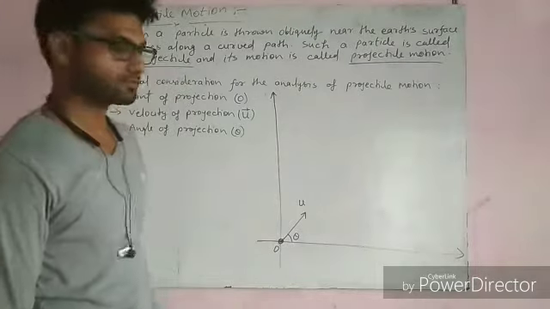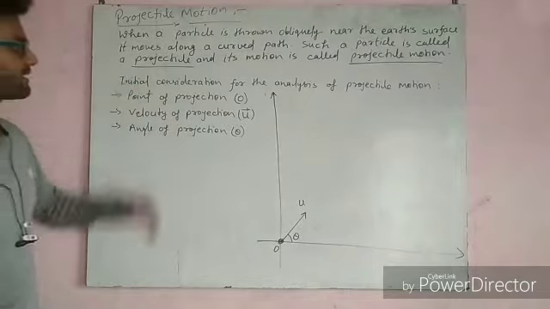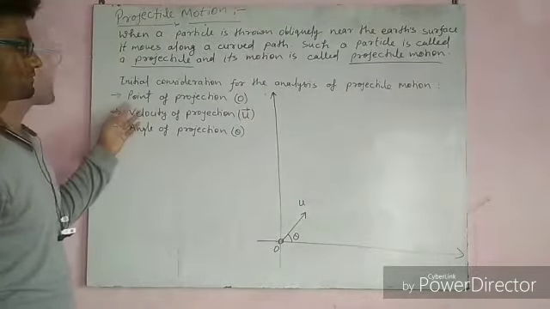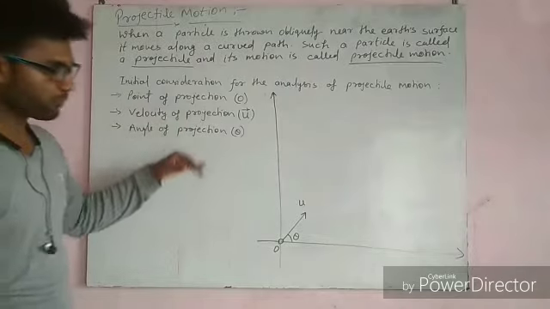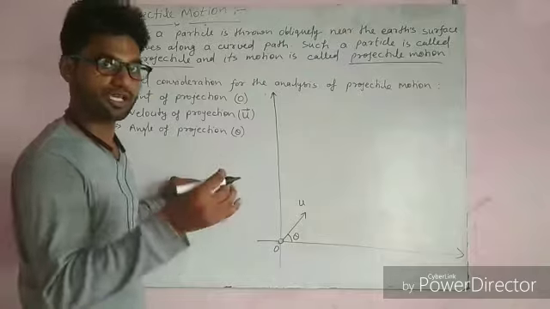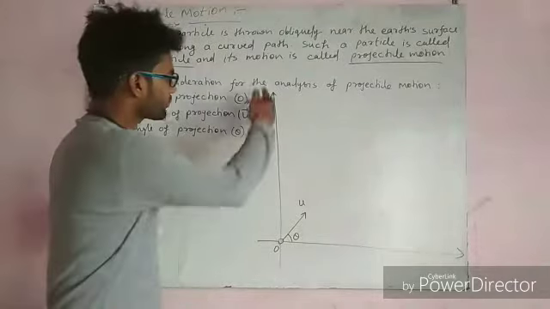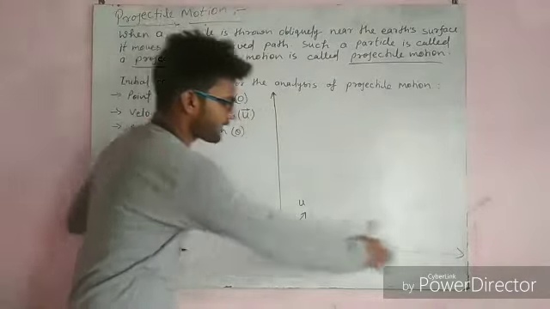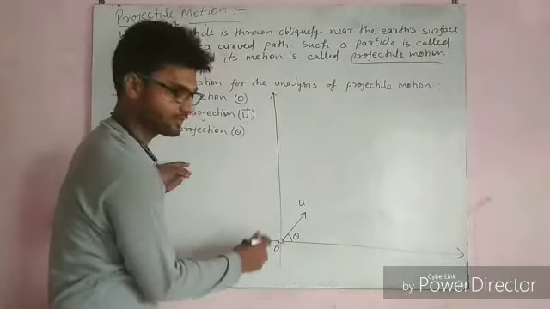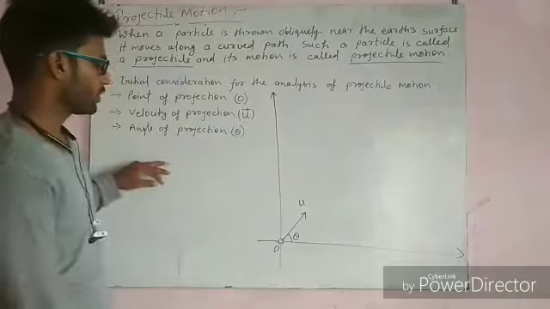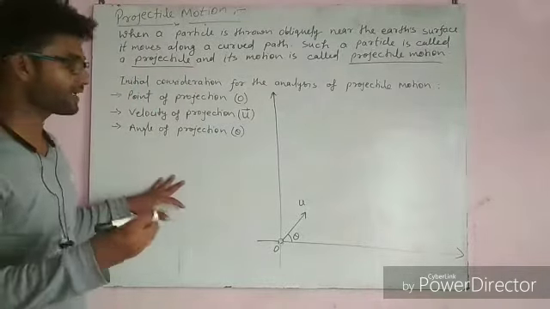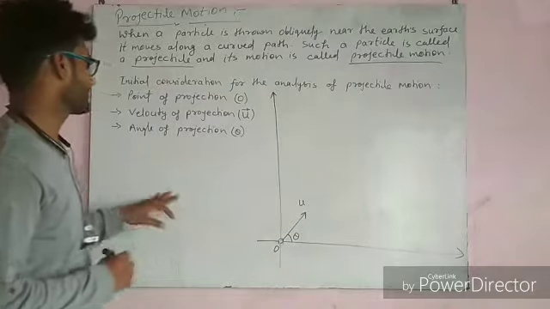So now, initial considerations for the analysis of projectile motion. First point is the point of projection, from where that projectile is projected, right? So here we are taking the xy axes as the reference axes and the origin is at the initial point O. So this point is called the point of projection from where the projectile is projected.